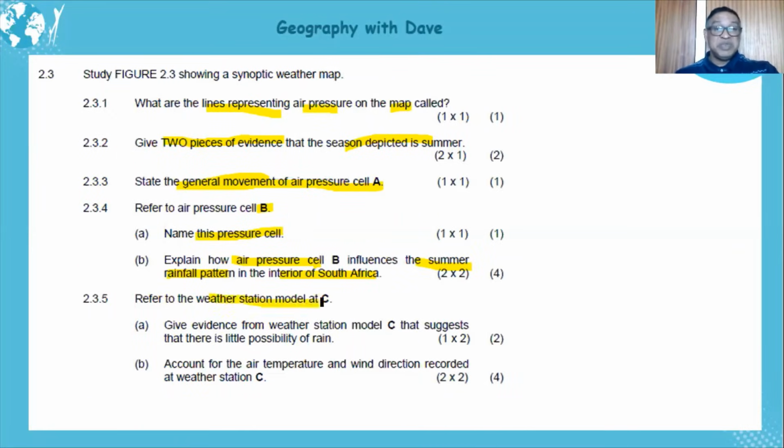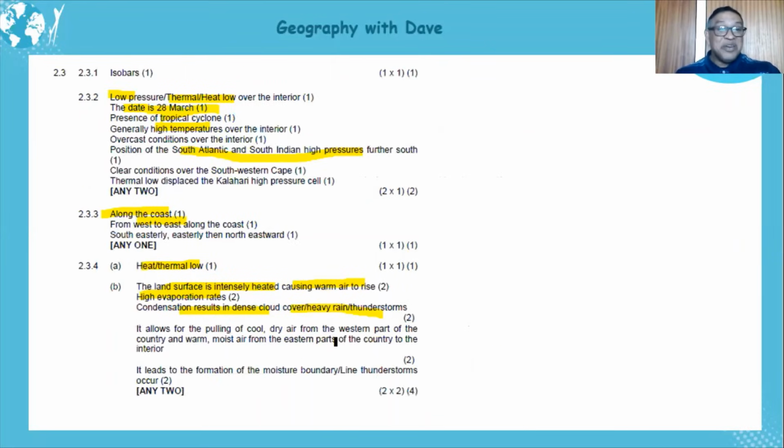Refer to weather station model C. Now, I may have questioned, or you may have questioned the temperatures, wind speed, whatever. Forget that. It's there. You understand? And examiners will test you so you can answer that. Can you see? Give evidence from weather station model C that suggests there's very little rain, okay? A little possibility of rain. Now look here, learners.